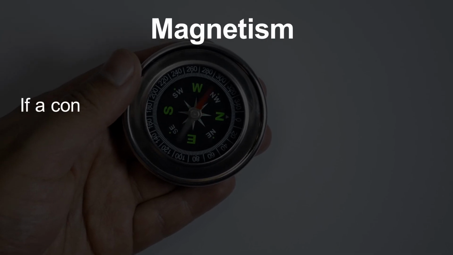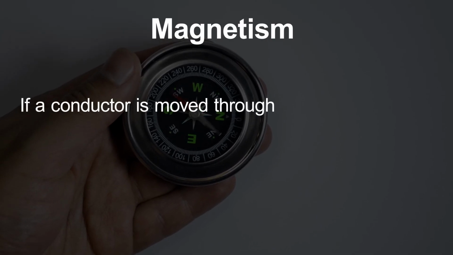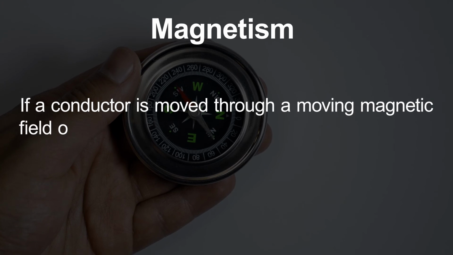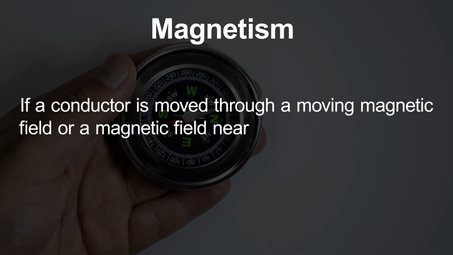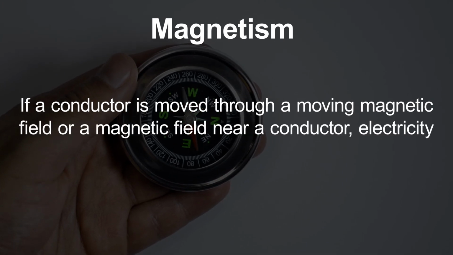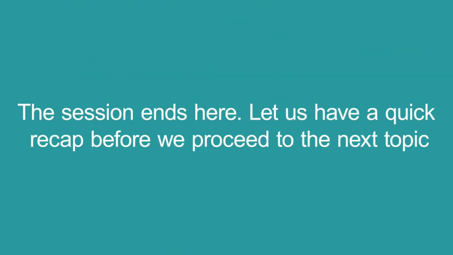Magnetism. If a conductor is moved through a magnetic field, or a magnetic field is moved near a conductor, electricity is created. The session ends here.